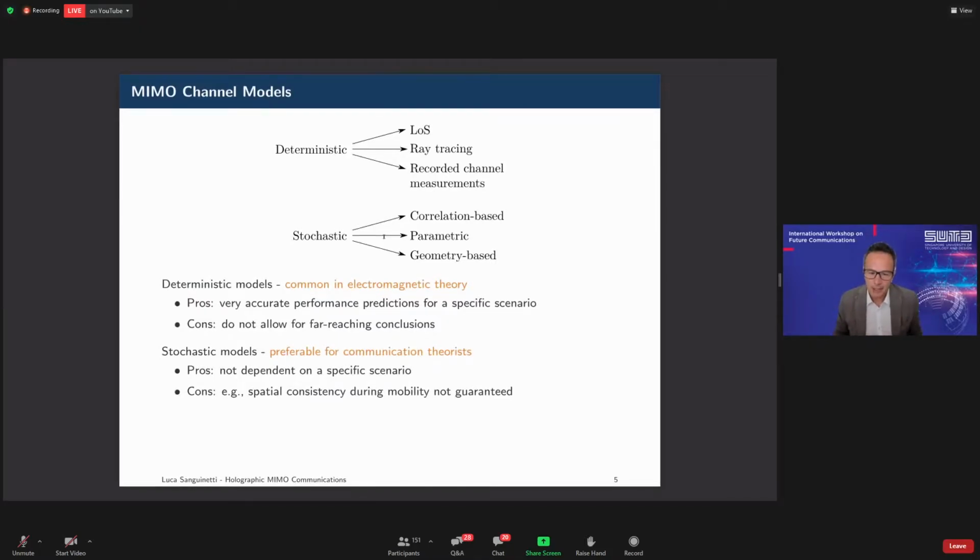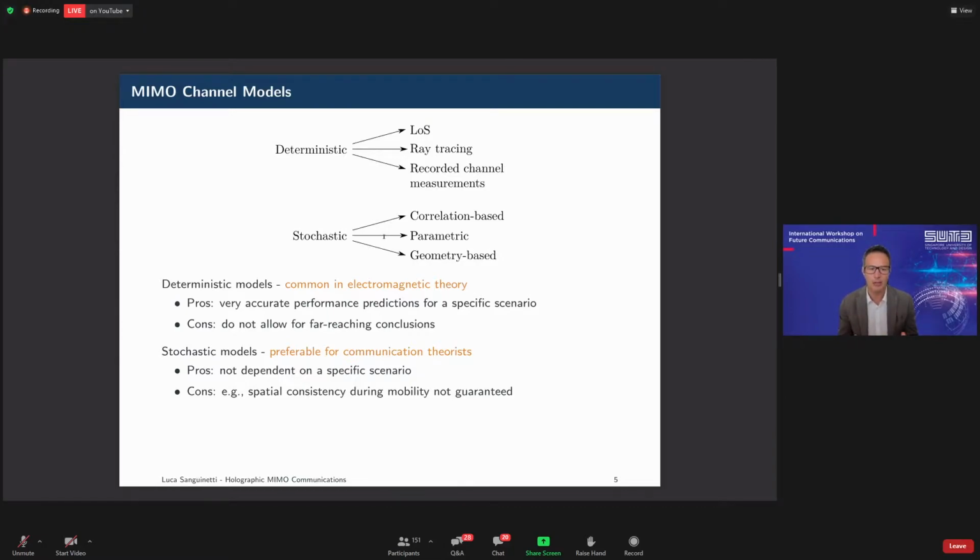So there are many different MIMO channel models in the wireless literature. They can be basically classified in two categories. One category is given by deterministic channels. The other one is given by stochastic channels. The deterministic channel models are very common in electromagnetic theory, and they have good advantages because they are very accurate for any given specific scenario.